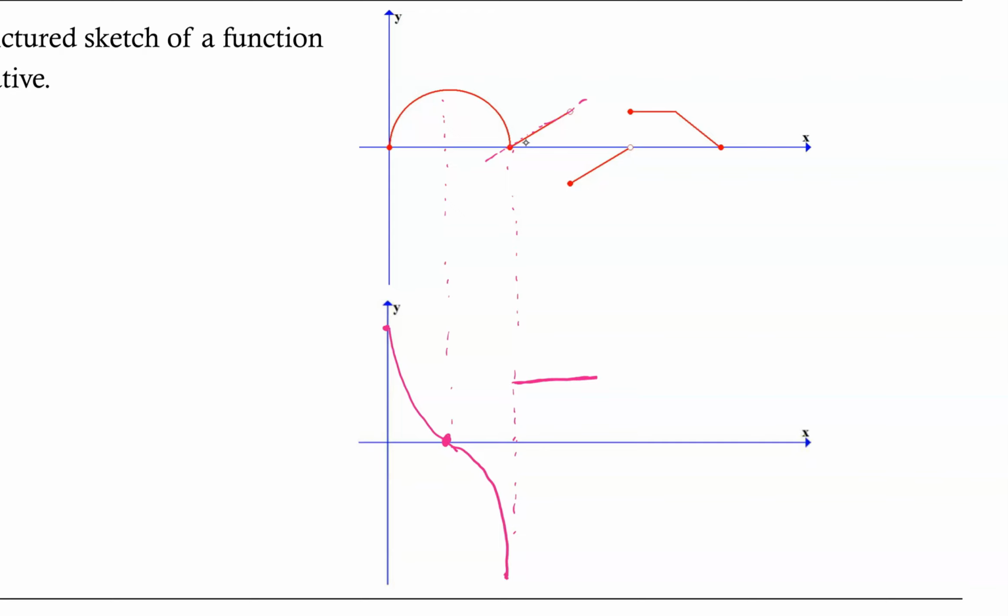Now, it doesn't exist at the left endpoint, nor does it exist at the right endpoint. Same here for the previous component.